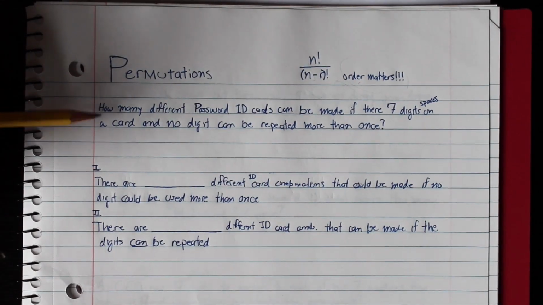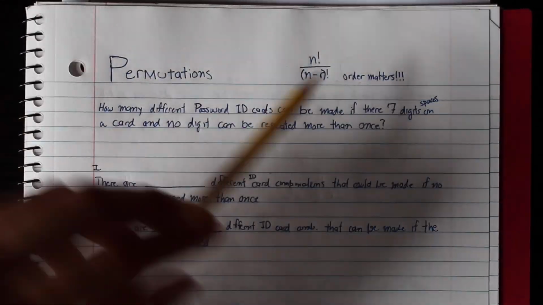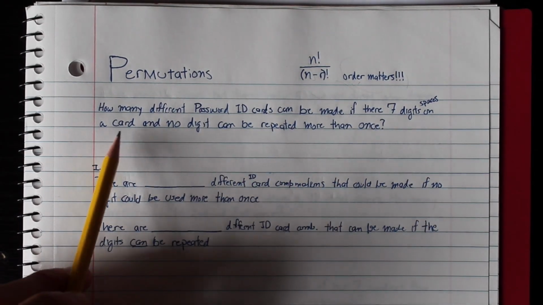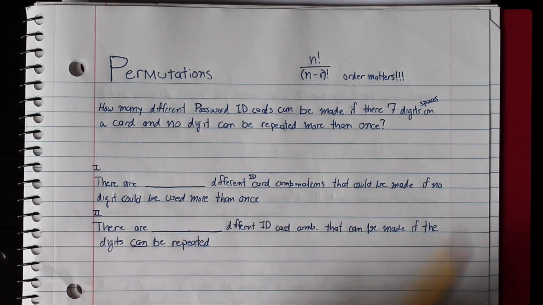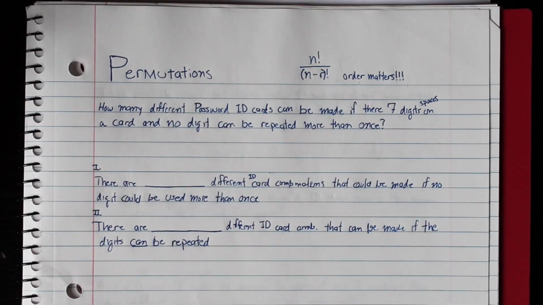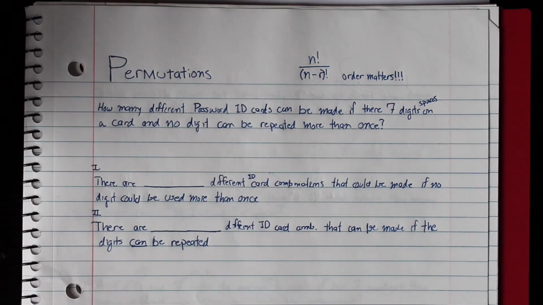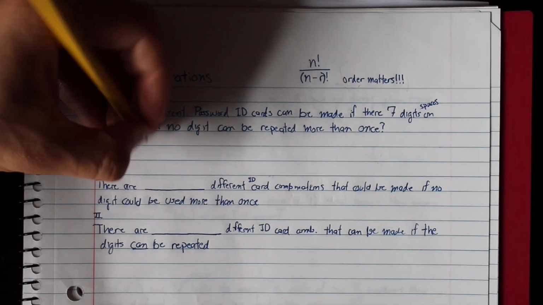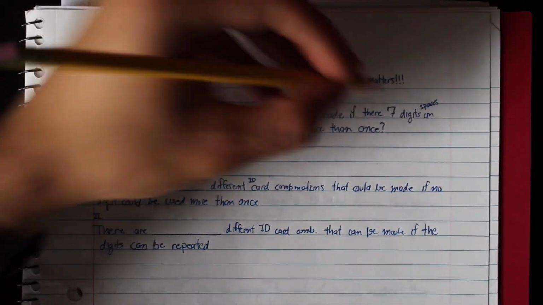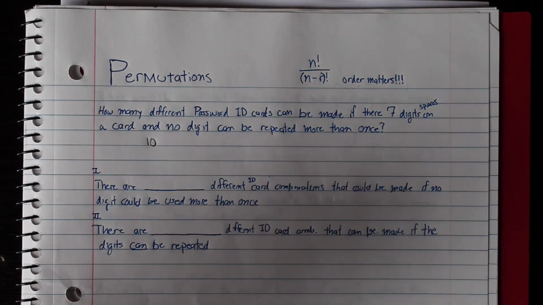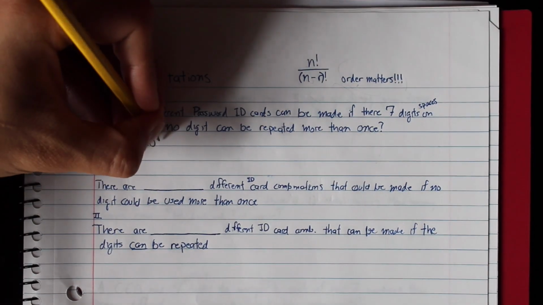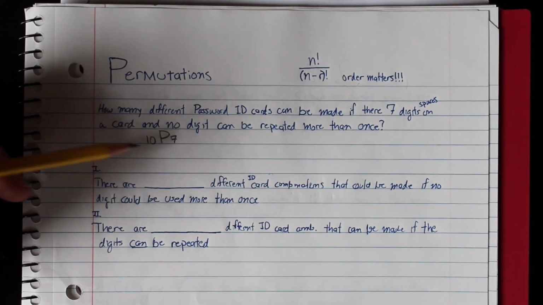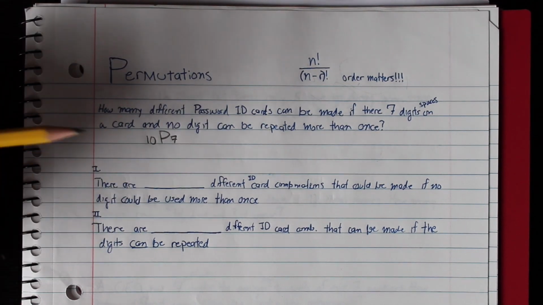So let's go for the first one. How many different password ID cards can be made if there are 7 digit spaces on a card and no digit can be repeated more than once? We know that digits are numbers, so there are 10: 0, 1, 2, 3, 4, 5, 6, 7, 8, 9. And there are only 7 of those used. So we have 10P7. That's going to be the equation.